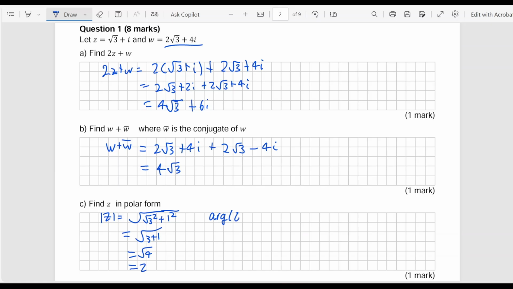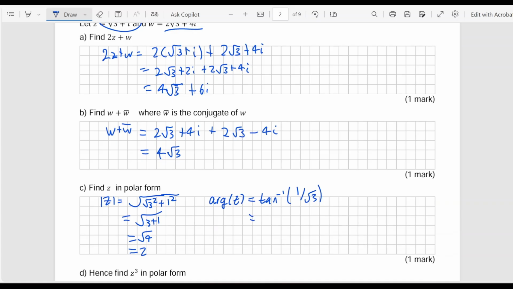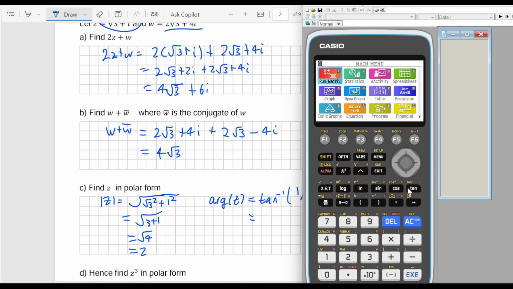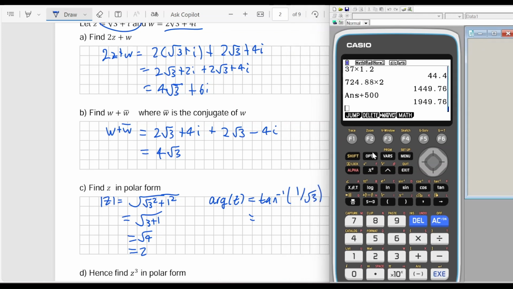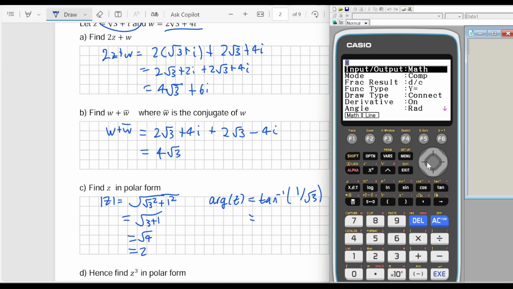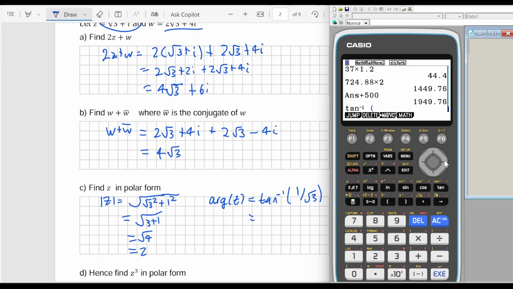Argument of z, because we're in the top right quadrant, because they're both positive, it's literally just going to be inverse tan of the imaginary over the real. So if you've got a unit circle on you, you can work that out. If you've got a calculator, depending on what type of calculator you have, it'll show you the actual tan value. Make sure you're in radians for this up the top. And if you're not in radians, you go setup, down to angle, swap that to radians. Inverse tan of 1 over root 3.